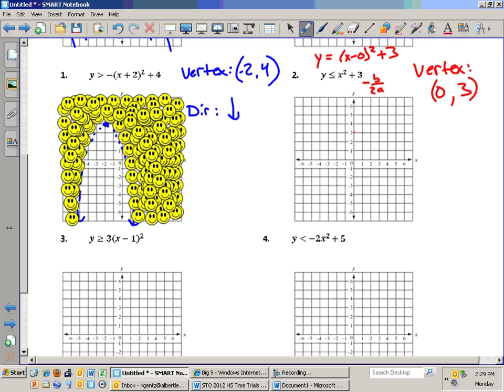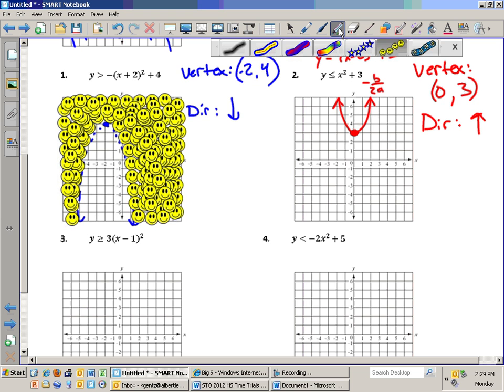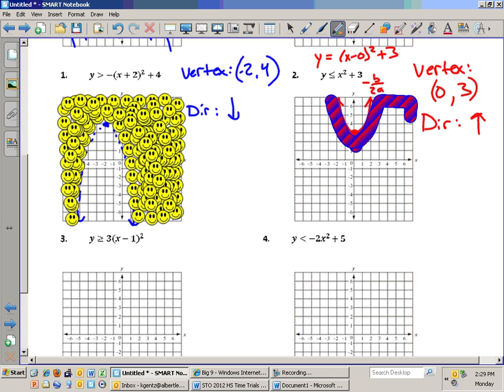So I plot 0, 3. Now I identify the direction, up or down, solid or dashed. And it says y is less than. So I shade the outside. Because when you go to the vertex and then you move down, you're on the outside because y is less than. So you shade everything on the outside.